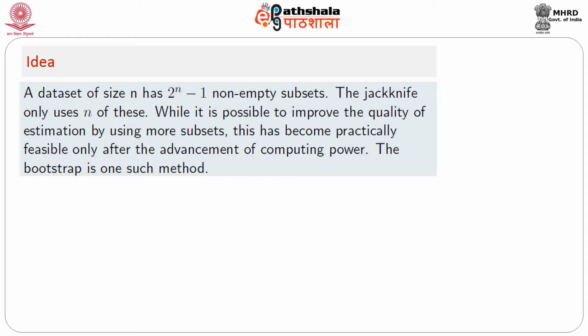So, what is the bootstrap principle? The basic idea behind the bootstrap principle is that a data set of size n can have 2 to the power n minus 1 non-empty subsets. Note that the jackknife only uses n of these subsets. Now, we can ideally improve the jackknife by taking more and more subsets from these 2^n minus 1 non-empty subsets. This was not practically feasible before the advent of computers. Only when statistical computing became stronger did the idea of the bootstrap come into place. The bootstrap was introduced by Efron in 1979, where it takes many of those 2^n minus 1 non-empty subsets and tries to perform the inference.